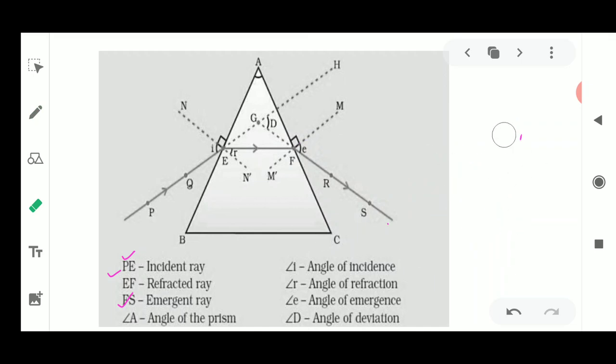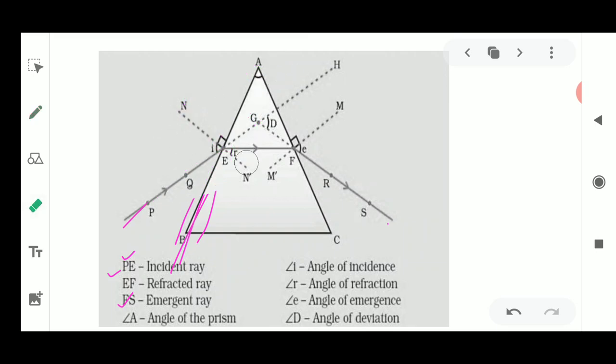Next we will talk about the angles which we can see in this diagram. The first angle is the angle of prism. This is angle A, and this is the angle of prism. This is the angle at which the prism is inclined. After that, the angle of incidence. This is the point of incidence, and if we draw a normal, it will be like this, as it is at 90 degrees to the surface of the glass prism.